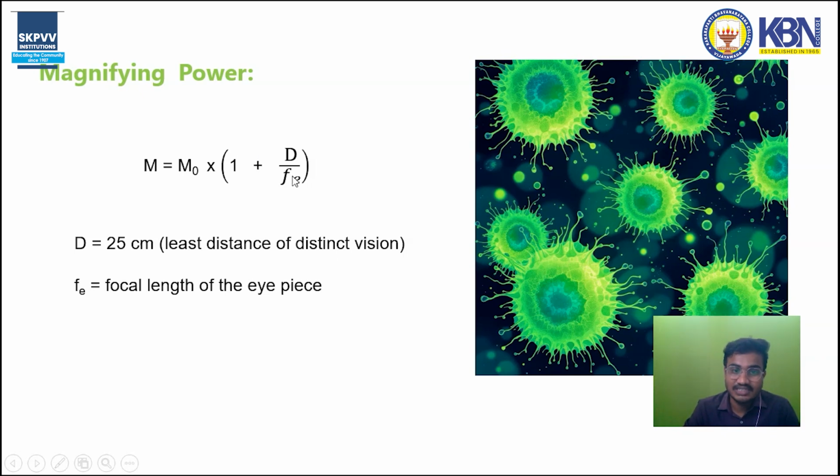So in a simple microscope we have only this part, whereas in the compound microscope we have two parts: objective lens and eyepiece lens. Here we know that D is the least distance of distinct vision, and here f e is only the focal length of the eyepiece lens, not the objective lens. f e is the focal length of the eyepiece lens.